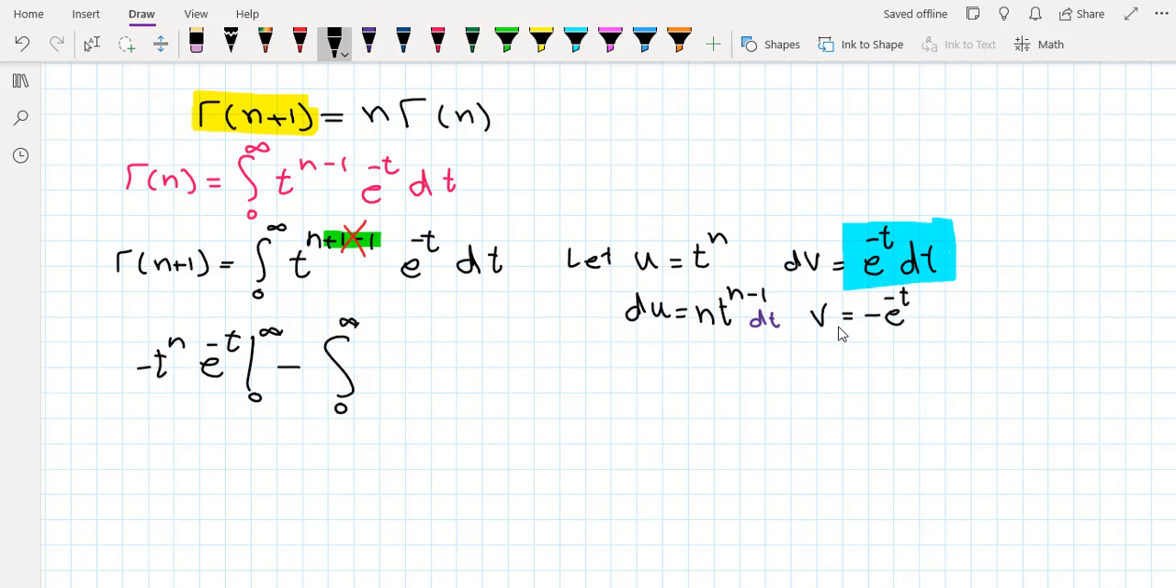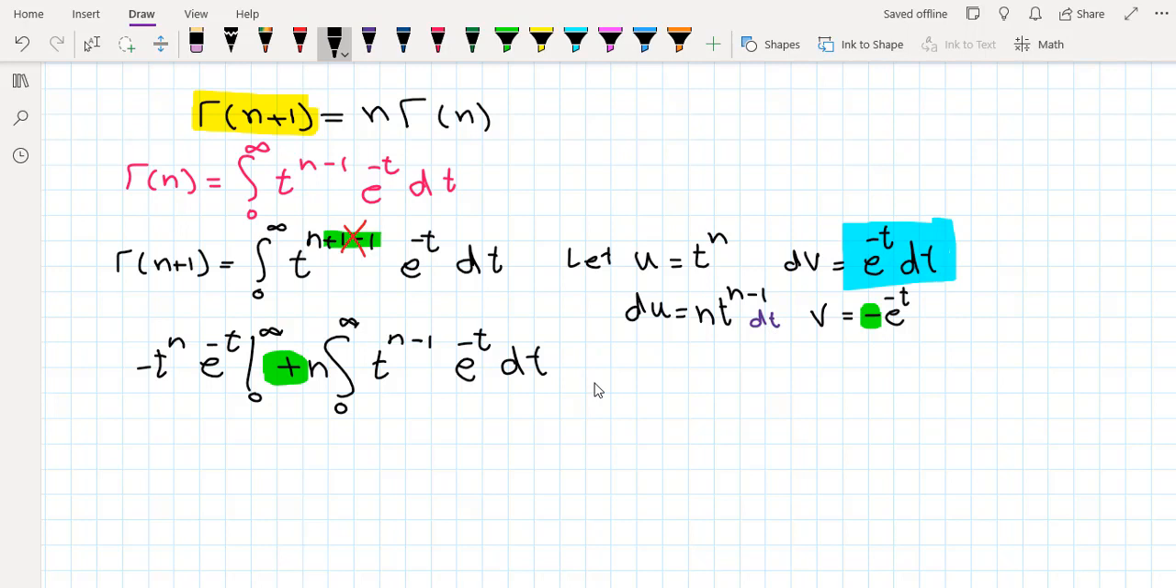V is v, du, but we write this n is a constant. It will go out because our variable is t, n is a constant. So we have t to the power of n minus 1. We have this e negative. This negative also goes out of the integral, so this negative right here will make this negative positive. Now n t to the power of n minus 1 e to the power of negative t dt. This dt is this one.